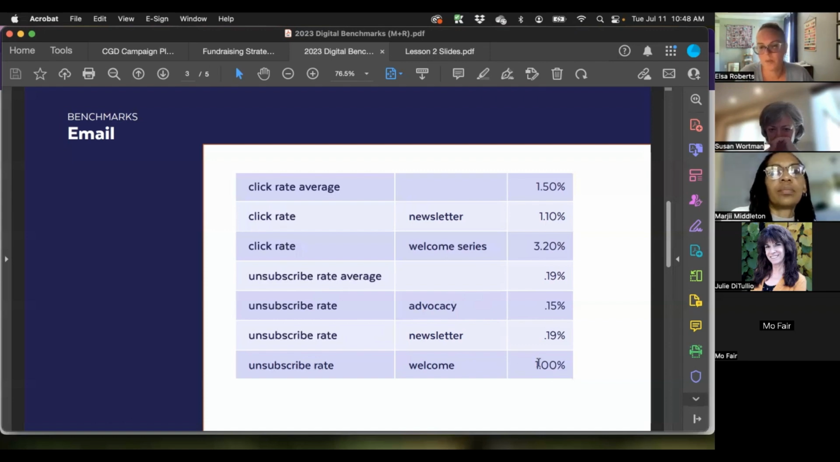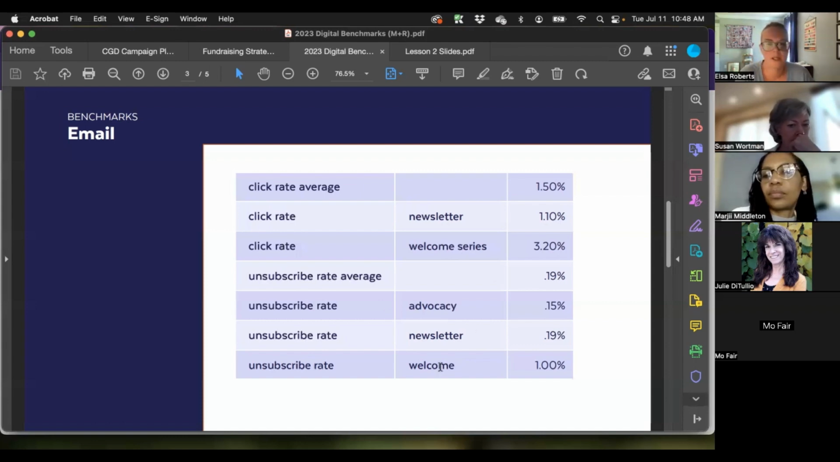And the reason that the welcome rate is higher in all likelihood is because some people may do a blitz of signing up for things and then realize that they don't actually want to be on another email list, so they unsubscribe. So I would say it's not concerning that you see a higher unsubscribe rate with a welcome series in terms of the benchmarks. I think that's to be expected.